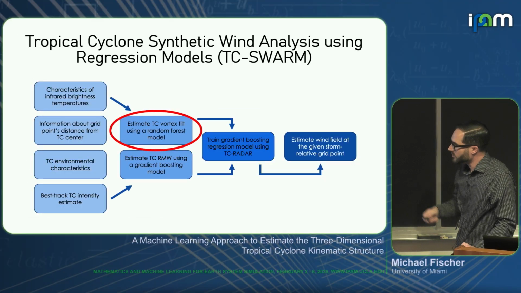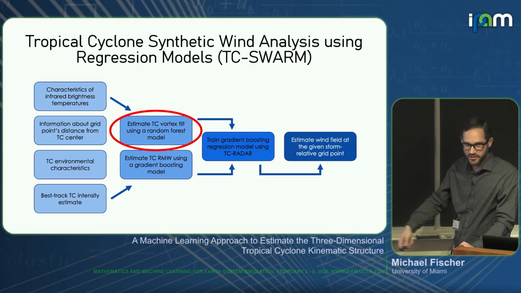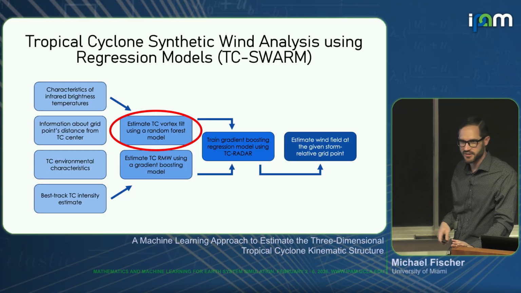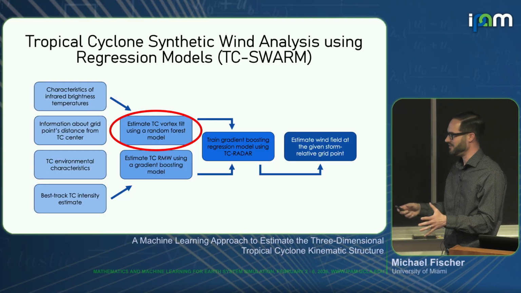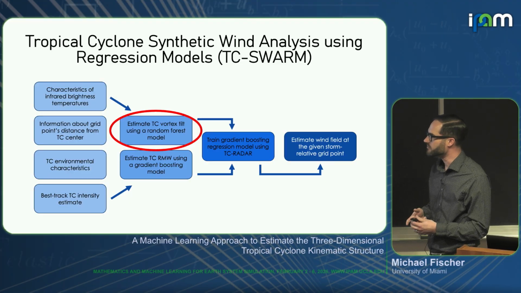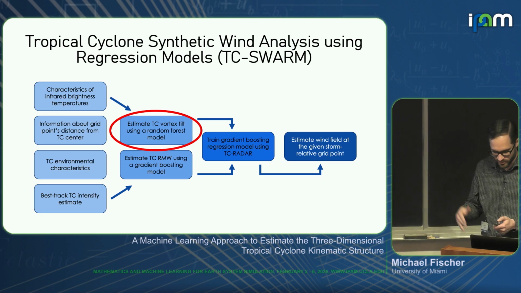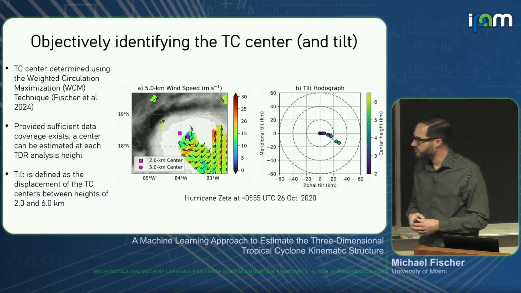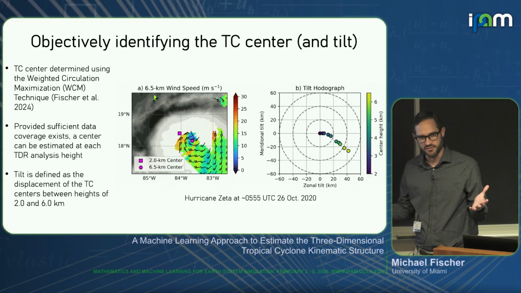Okay, so I talked about these various components that eventually feed into the final TC swarm model. I just wanted to briefly talk about these, as I think they have unique utility on their own. The first I want to focus on is this random forest model that estimates the tilt of the vortex. So first of all, we need to identify what is the tilt of a vortex.